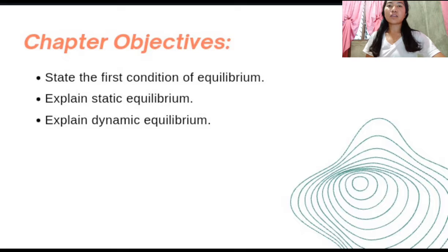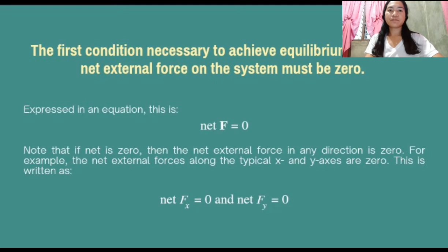This topic is composed of 3 chapter objectives. First, state the first condition of equilibrium, then explain static equilibrium, and the last one, explain dynamic equilibrium. The first condition to achieve equilibrium is that the net external force on the system must be zero, expressed in this equation.